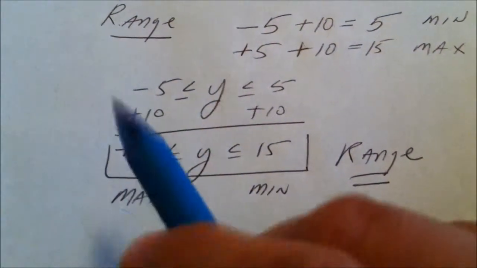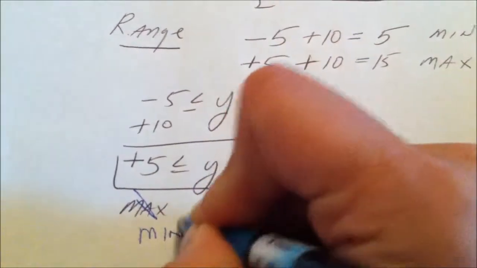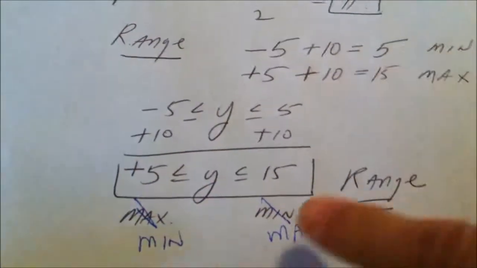If they ask me for the minimum, this is wrong. Silly Mr. Motto. If they ask me for the minimum, you'd say that it's 5. If they ask me for the maximum, you'd say that it's 15.